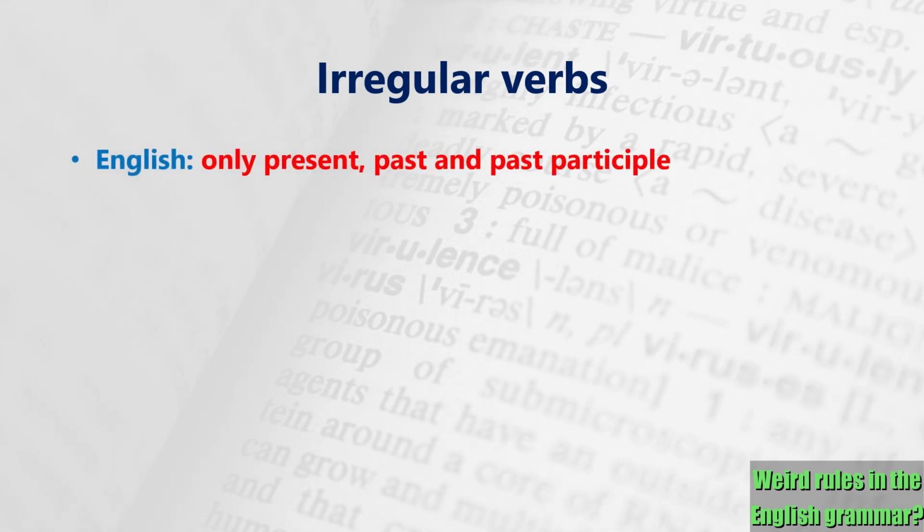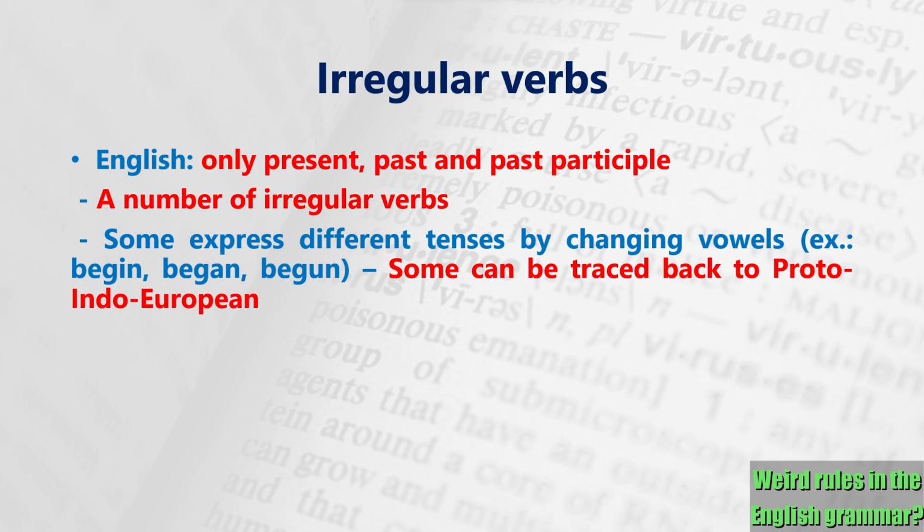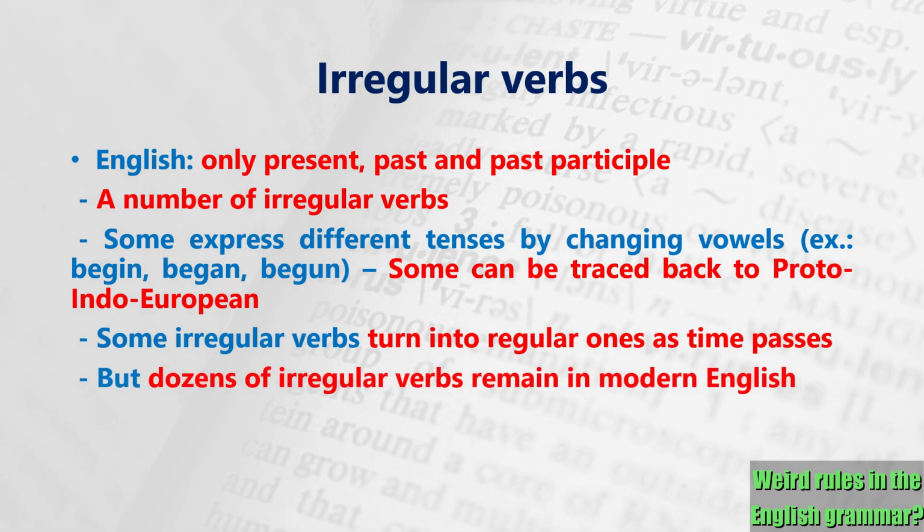As we discussed earlier, English has only 3 conjugated forms, present, past, and past participle, but there are quite a few irregular verbs that need to be memorized. Some verbs express different tenses by changing vowels, such as begin, began, and begun. Some of these roots can be traced back to the Proto-Indo-European, spoken more than 5,000 years ago. As time has passed, more and more irregular verbs have become regular, but there are still a significant number of irregular verbs in modern English that need to be learned properly.